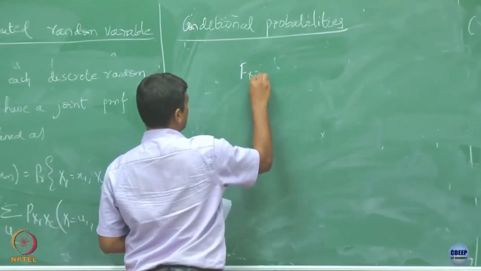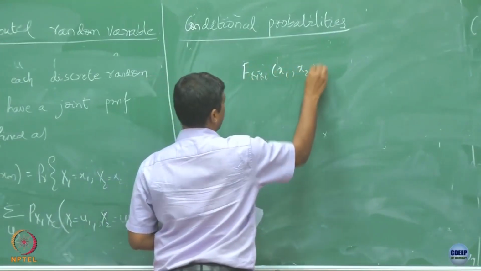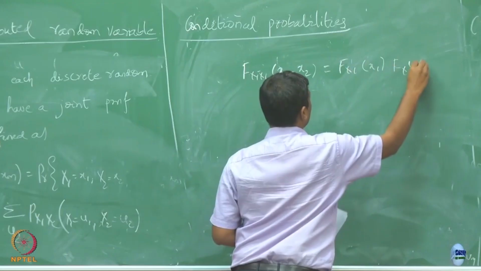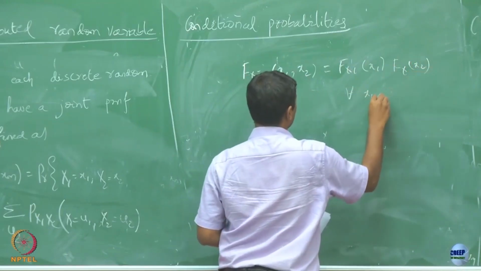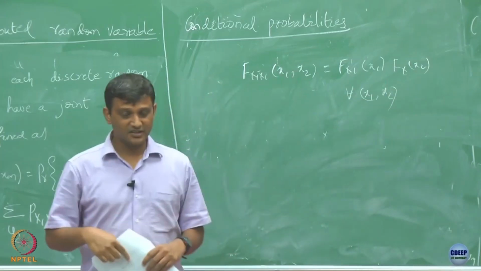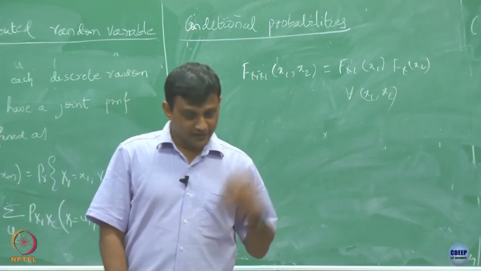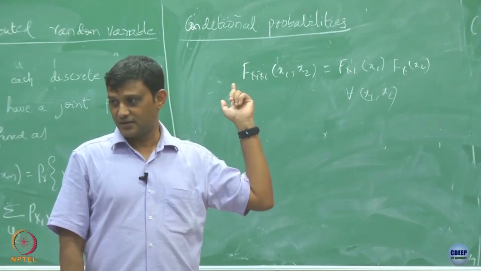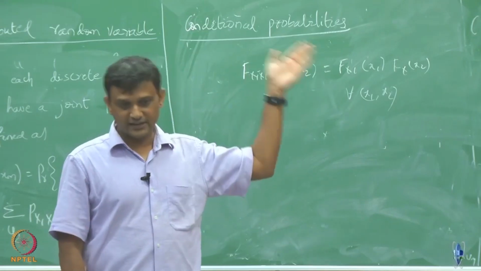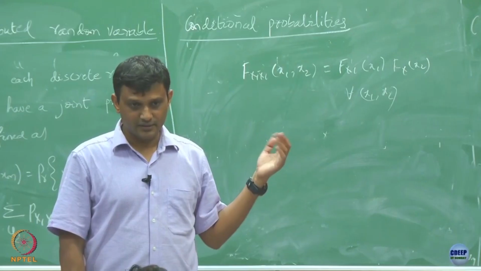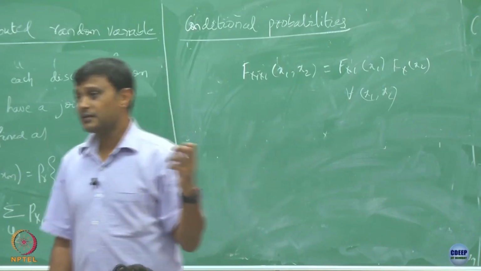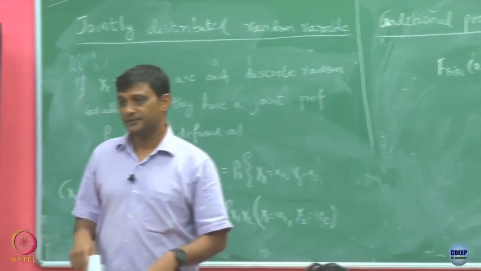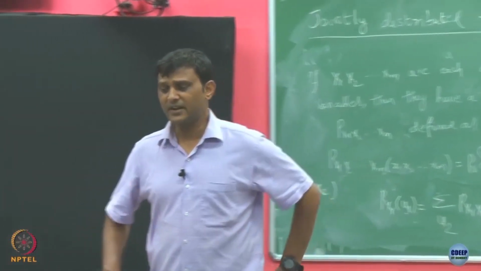Let us take the case of two. If it so happens that the joint splits into f of x1 and f of x2 for all x1, x2, when I say this splits, that means for all possible values of x1 and x2, then by our definition, sorry, from the previous result, x1 and x2 are already independent.